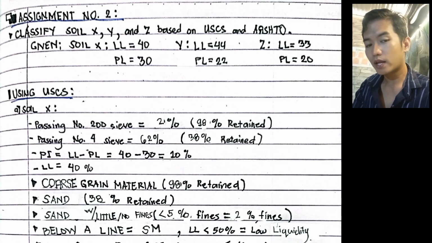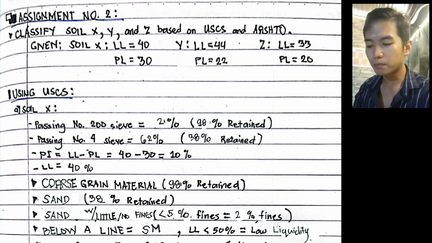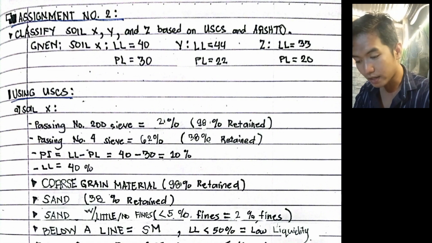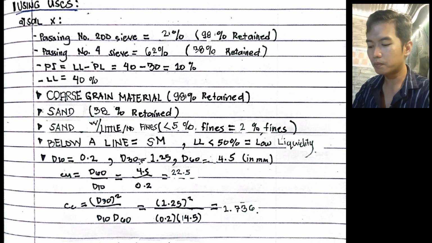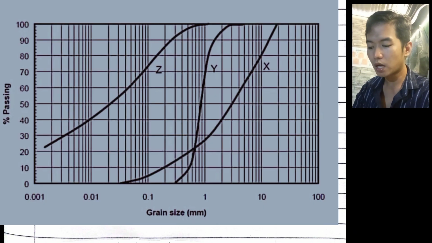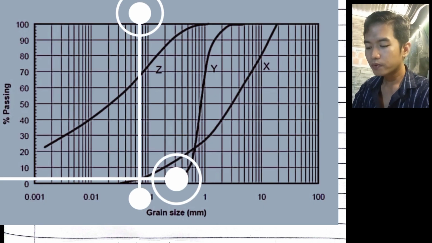So, we are going to classify the soil X, Y, and Z based on the USCS and the AASHTO. In this part, we are going to identify the soil first using the USCS, or the Unified Soil Classification System. So in soil X, first we need to find the percent passing the number 200 sieve.